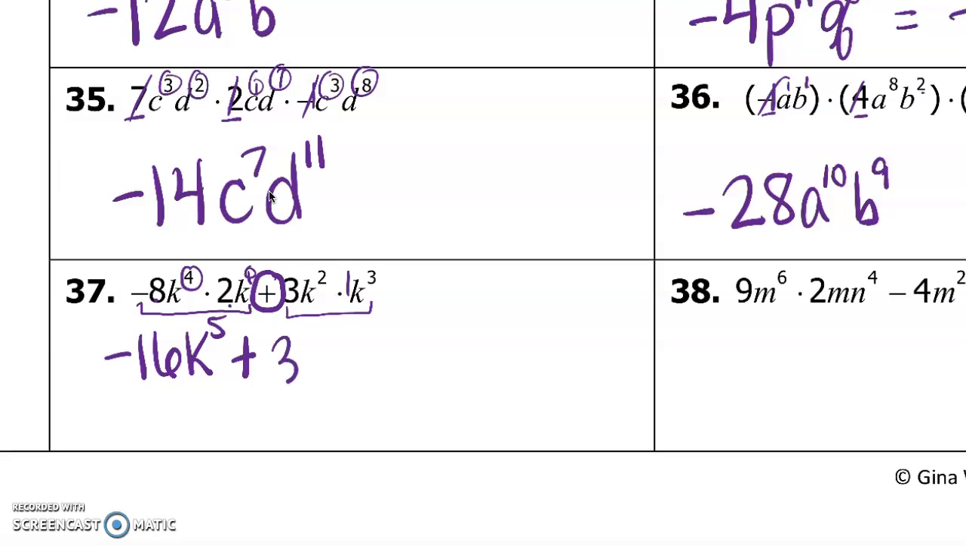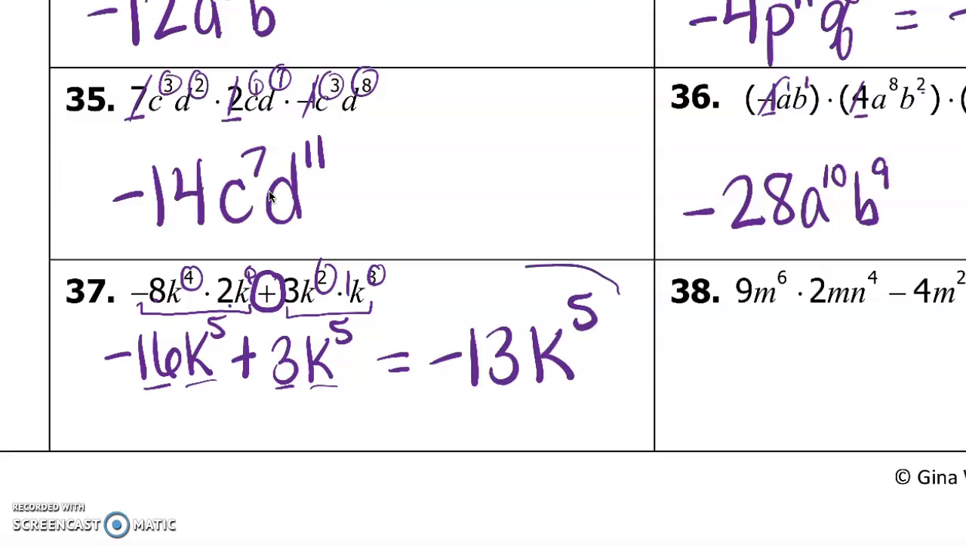3 times 1 is 3. K, 2 plus 3 is 5. Only because these two match can we add them. If you didn't have the same variable with the same exponent, you would not be able to add them together. So negative 16 plus 3 gives us negative 13, k to the 5th. When you're adding, you do not change the exponent.